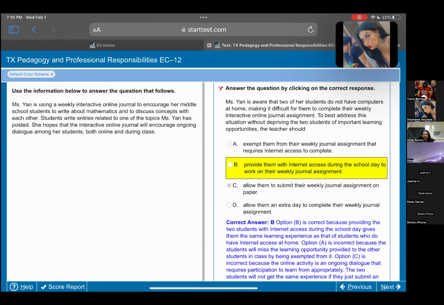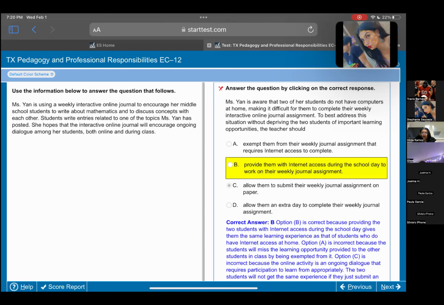Okay, so let's take a look at this last part here again. To best address the situation without depriving the students of important learning opportunities. So she does it every week. Two students don't have computers at home, so they can't do the online journal. It literally is not possible. She can have them, while they're doing other things and learning other things, do it during the day. She can say, you don't have to do that assignment, or she can let them turn it in on paper because they don't have a computer. And that's the right answer, because they're still doing the assignment.